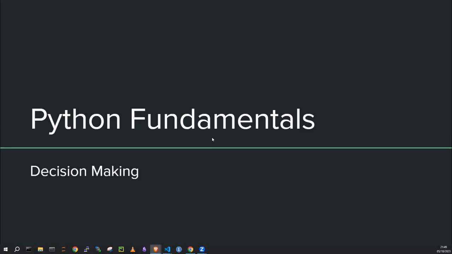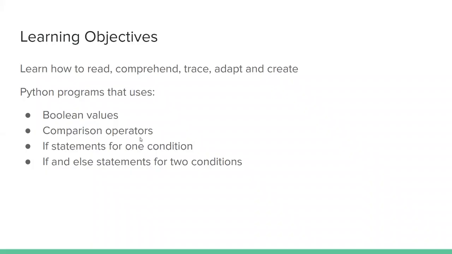We will dive deeper into the Boolean data type and comparison operators. Then from there, we will go into if and else statements and how to use them to make decisions. The objectives of this session: we're going to learn how to read, comprehend, trace, adapt, and create Python programs that use Boolean values, true or false, comparison operators, if statements for one condition, and if and else statements for two conditions. So let's jump into it.